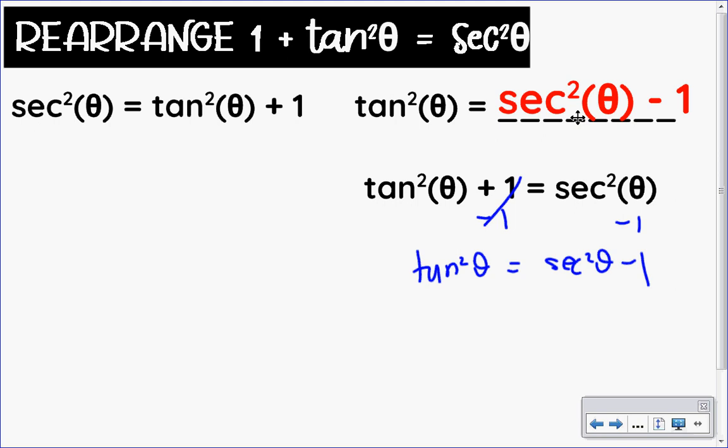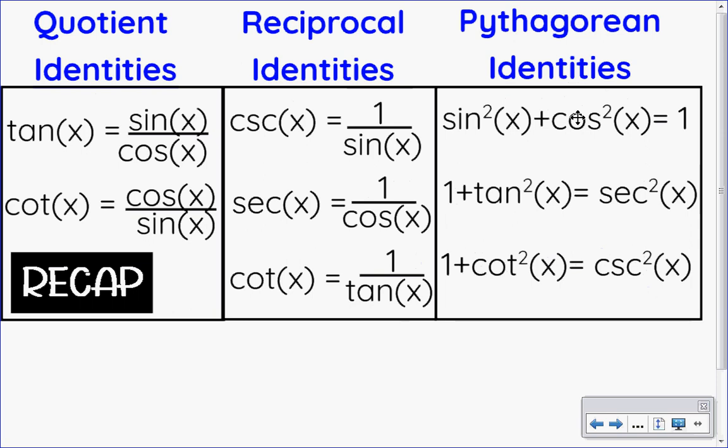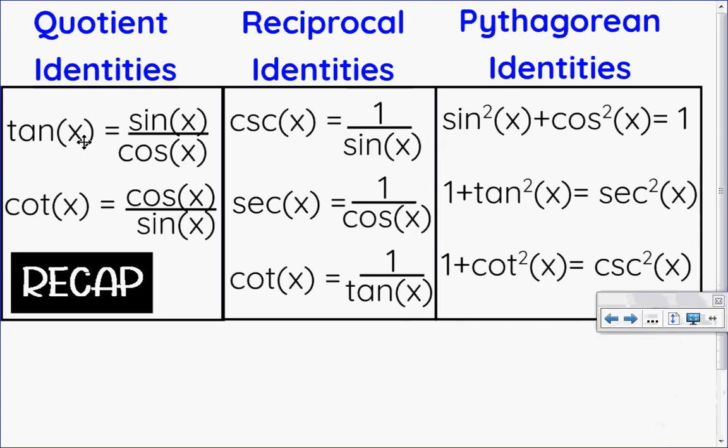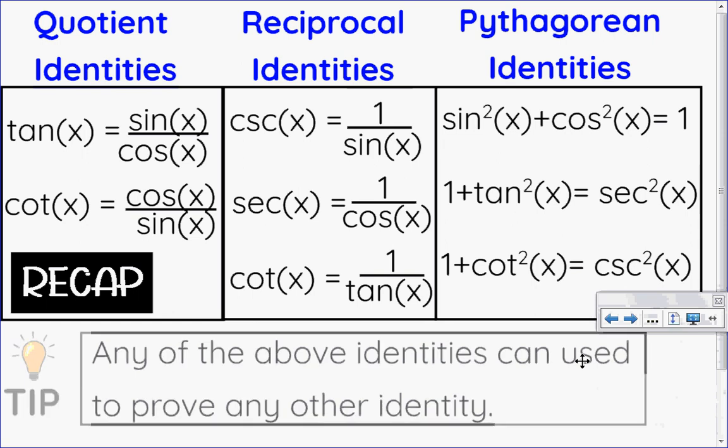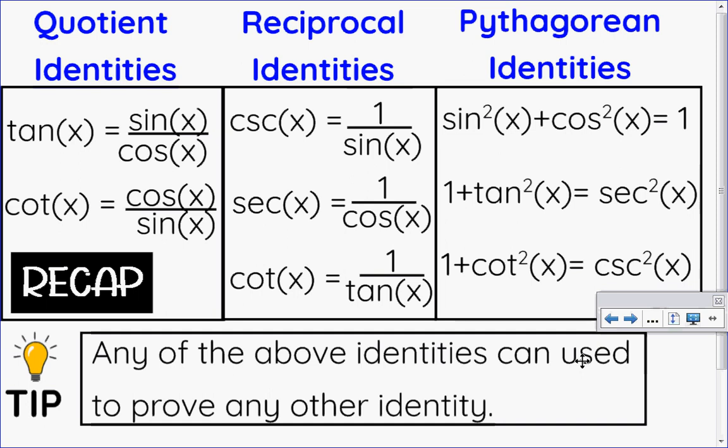So we're going to use these identities to simplify some trigonometric fractions and expressions. So these are what we have so far. We have our quotient identities, which is tan and cotan, because those are the quotient of sine and cosine in either order. We have our reciprocal identities, our 1 over identities, and now we have our Pythagorean identities. So any one of these identities can be used to prove another identity or to simplify any trig expression.